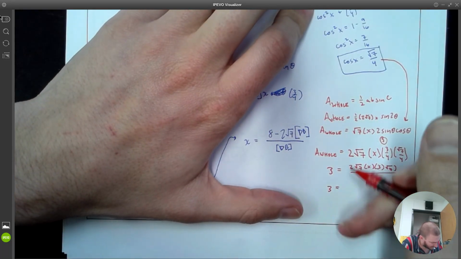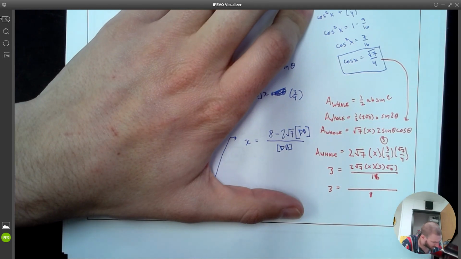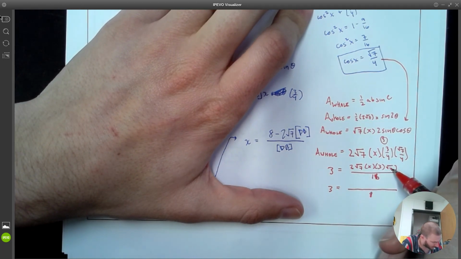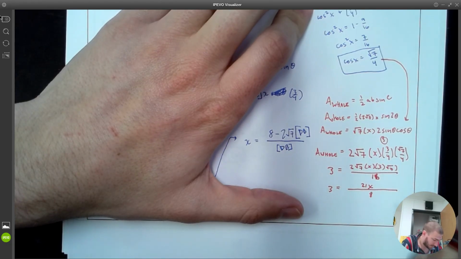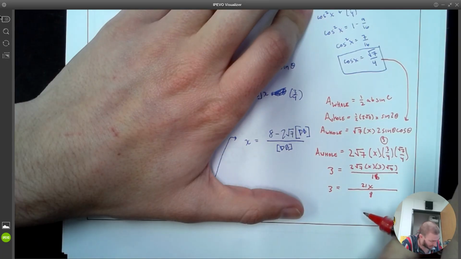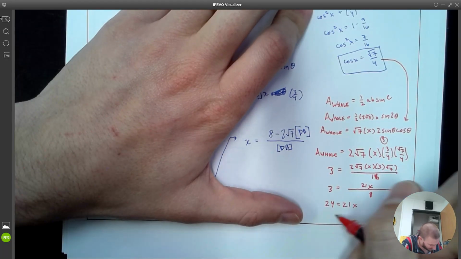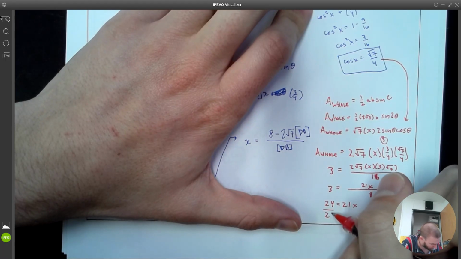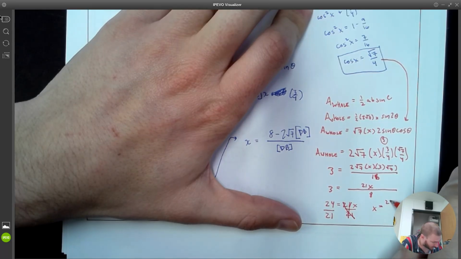Simplify this. We're right at the end. 2 over 16 is an 8 on the bottom. Square root 7 times square root 7 makes a regular 7, times 3 is 21. Multiply times 8. 24 is equal to 21x, divided by 21. X is equal to 24 over 21. X is equal to 8 over 7.